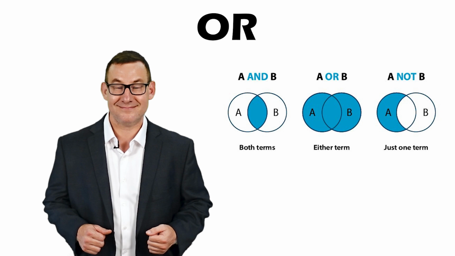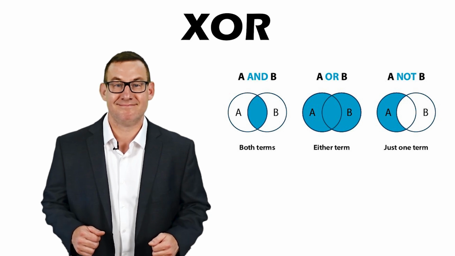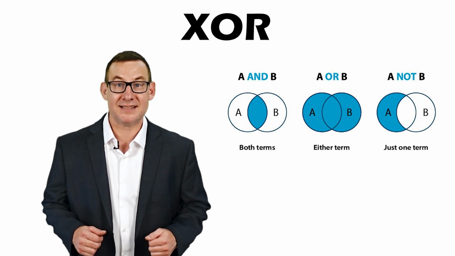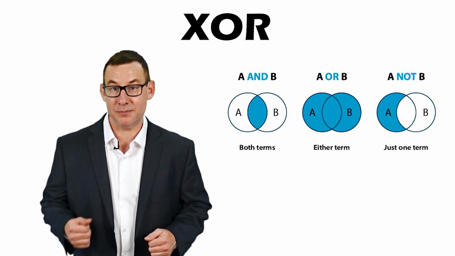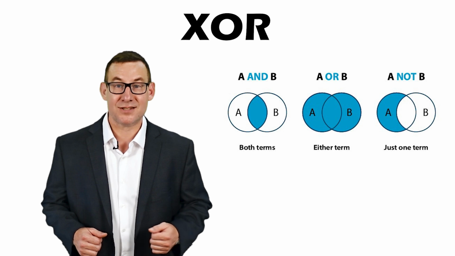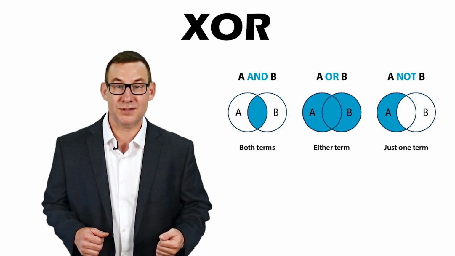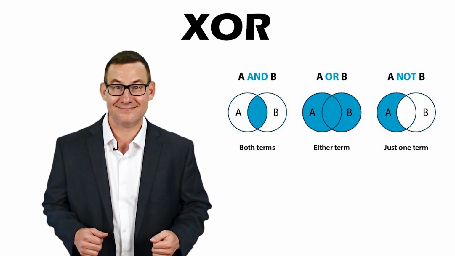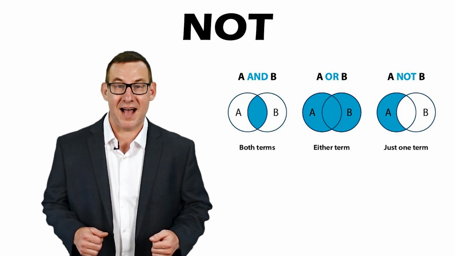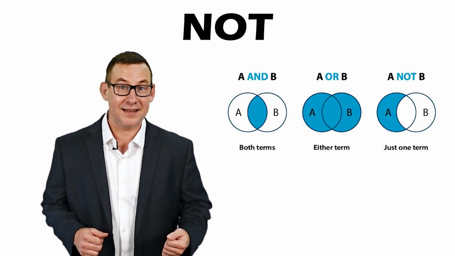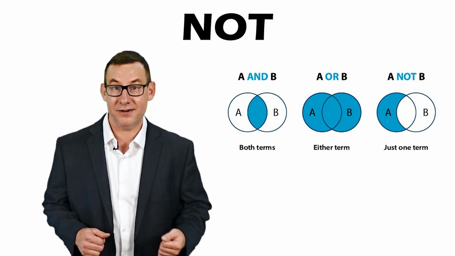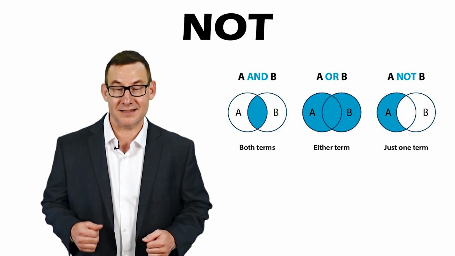Exclusive or. Exclusive OR selects data that meet one criteria but not both. Exclusive OR is like a spatial exclusive union. Not. Not doesn't select data that meet the criteria. Not is like a spatial negation.